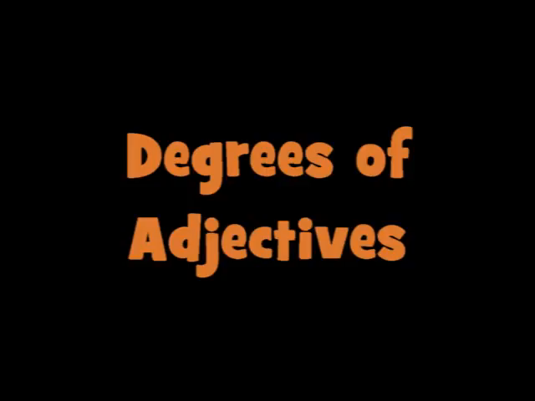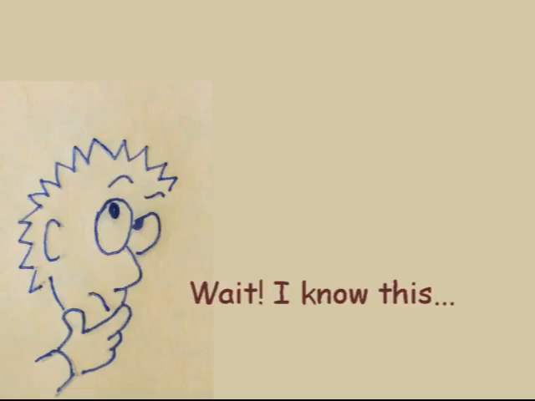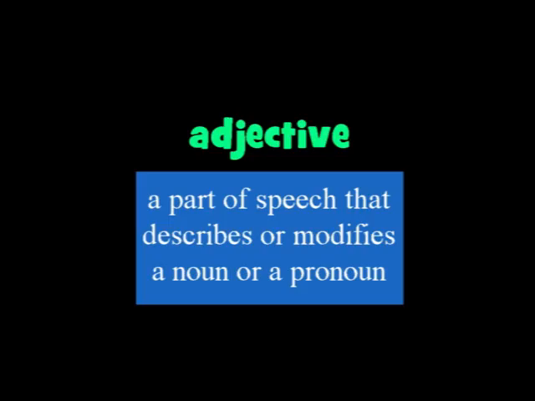Hello viewers! In this tutorial, I'll tell you about the degrees of adjectives, with plenty of examples. Now, you already know what an adjective is, right? Here's a quick review. An adjective is a part of speech that describes or modifies a noun or a pronoun. If you know what adjectives, nouns, and pronouns are, then you're ready for this lesson.